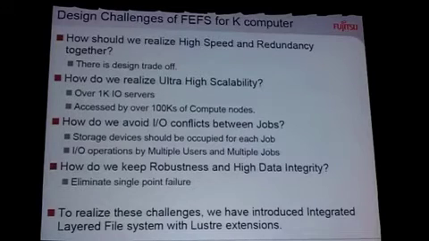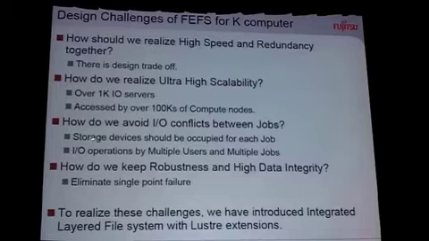So let's talk about the design challenges of our file system for the K computer. There are 4 topics. First, how should we realize high speed and redundancy together? For example, if we focus on redundancy and reliability, the performance will go down, so there is a trade-off. Second, how do we realize ultra high scalability, over 1,000 servers accessed by over 100,000 computing nodes? Third, how do we avoid I/O conflict between jobs?